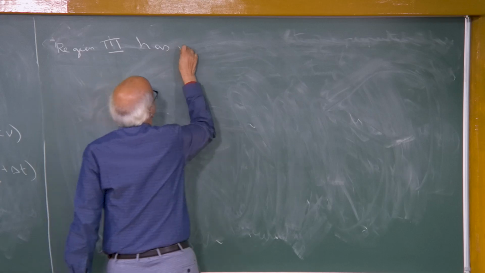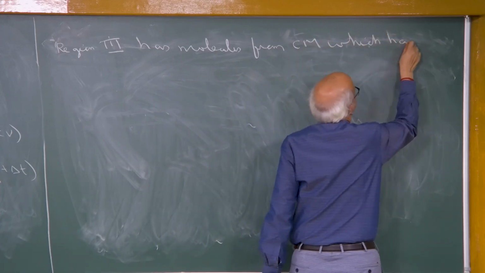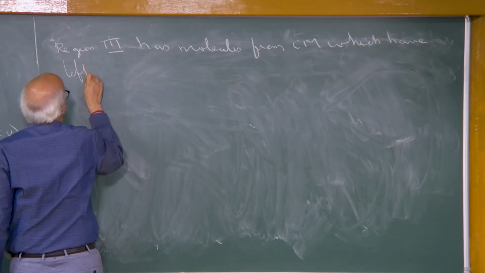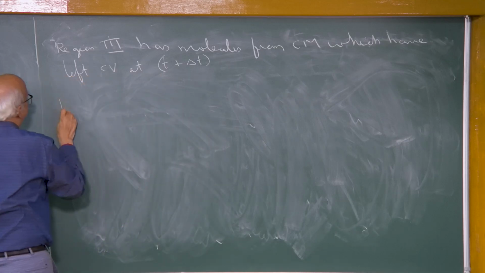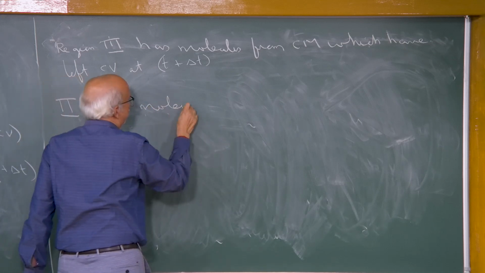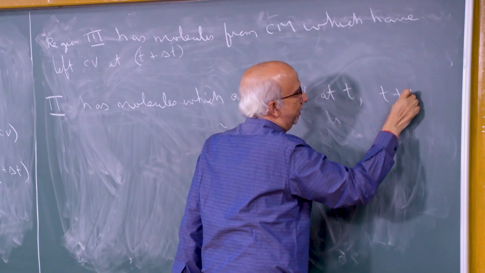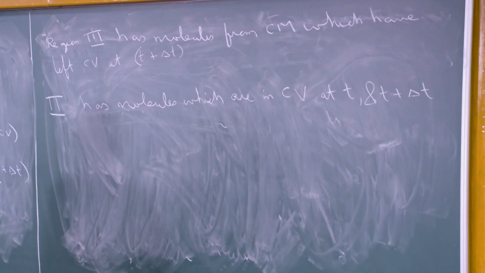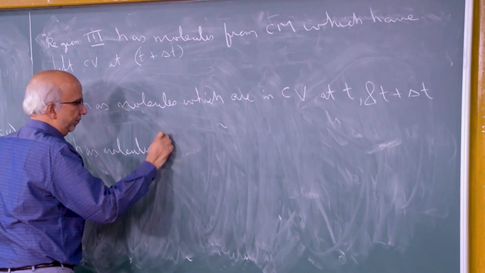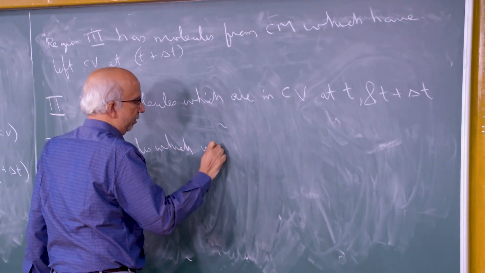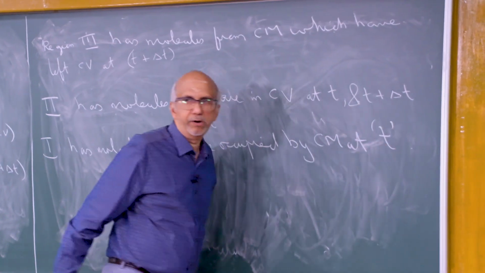Region 3 has molecules from the control mass which have left the control volume at T plus delta T. Region 2 has molecules which are in the control volume at T and T plus delta T. And region 1 has molecules which were occupied by the control mass at T, only at T.